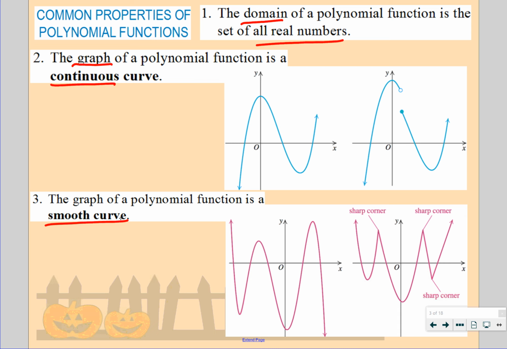You can trace the whole thing without picking up your pencil. Also, it's a smooth curve, which means we have hills and valleys, like we've seen before with our mins and maxes. We don't have any sharp corners. An example of a graph that you know that has a sharp corner is the absolute value graph. The absolute value graph makes a V, that's a sharp corner. That's an easy way to tell that it is not a polynomial.